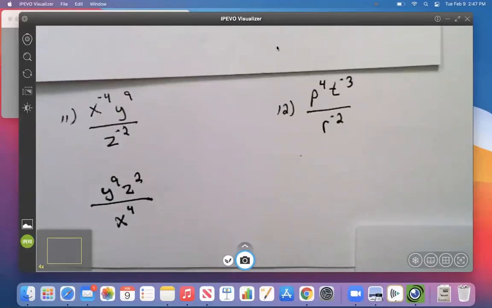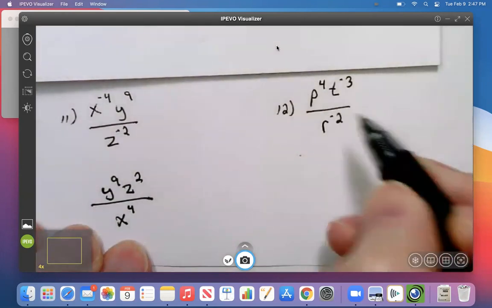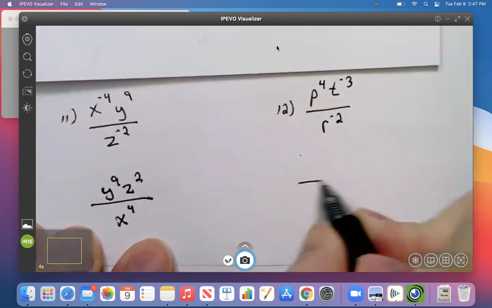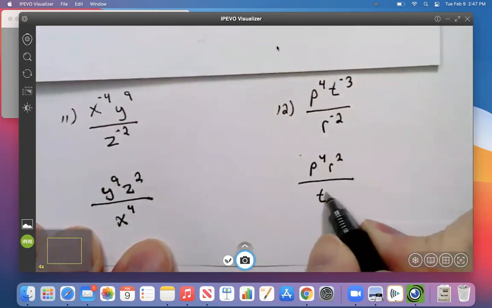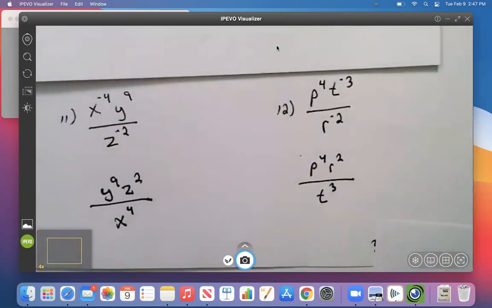Number 12. Number 12, I'm going to swap places with my t and my r. So p to the 4th stays up. I move the r squared up and the t cubed down. Now everything is positive, and there is your answer.